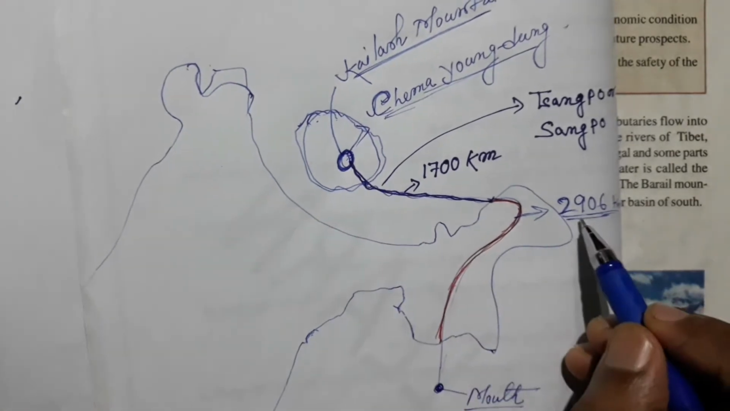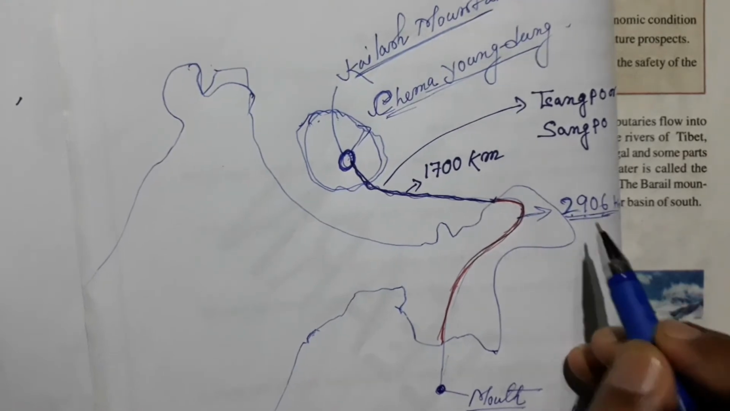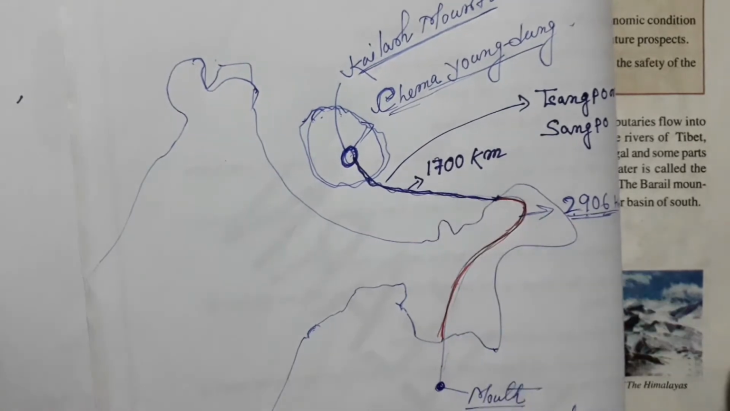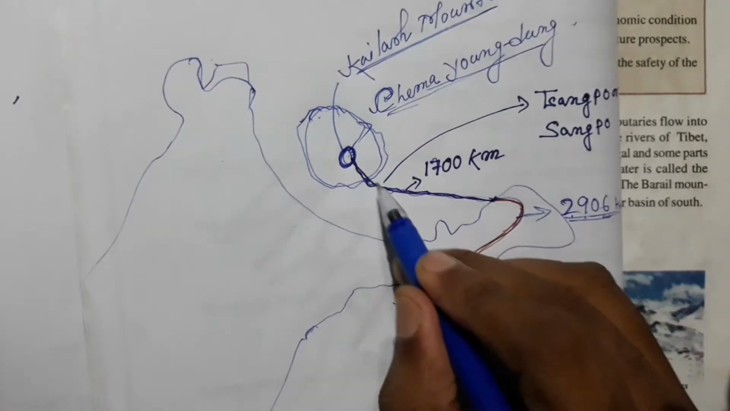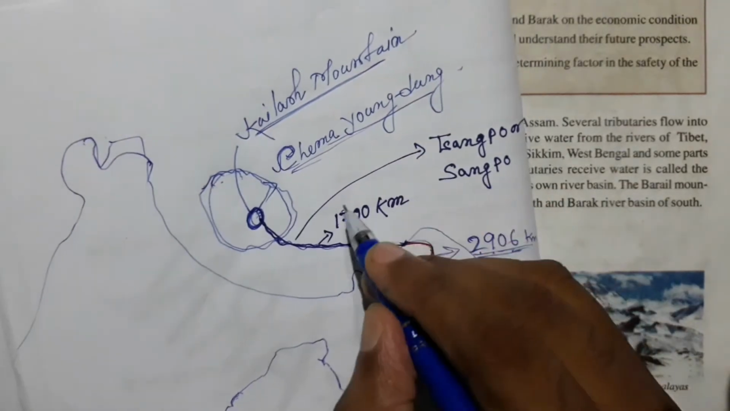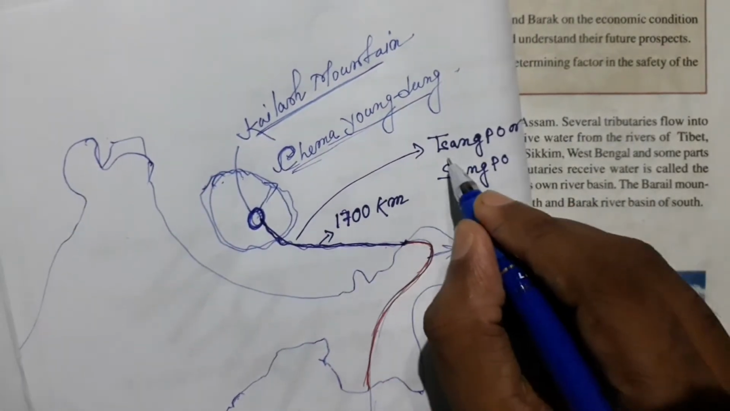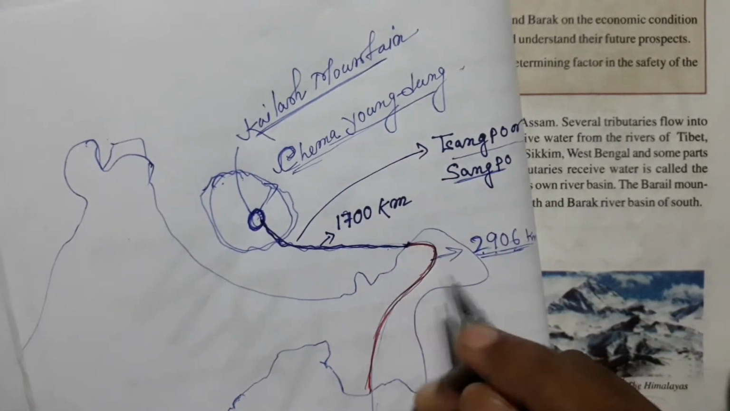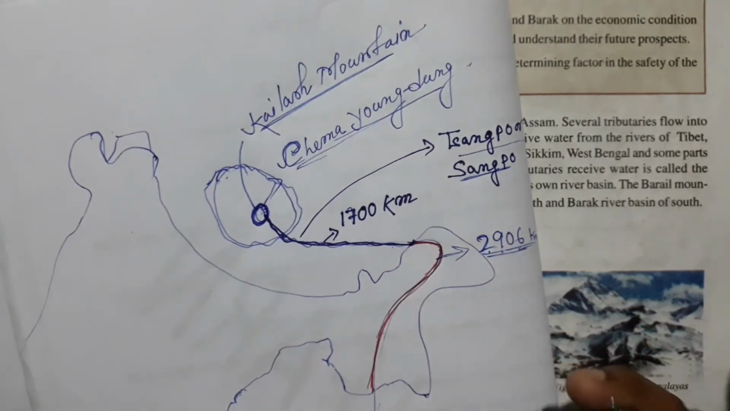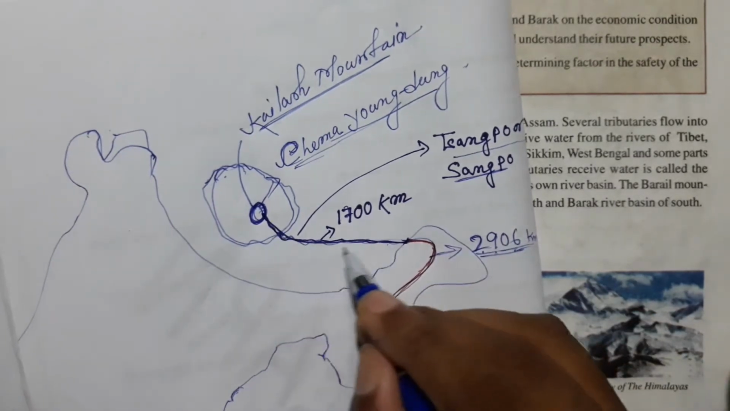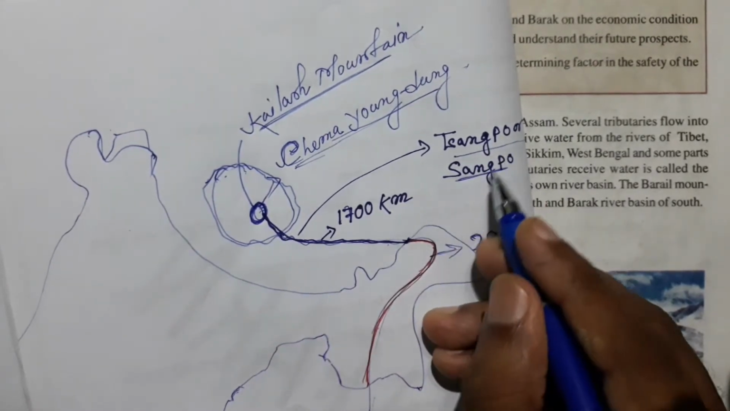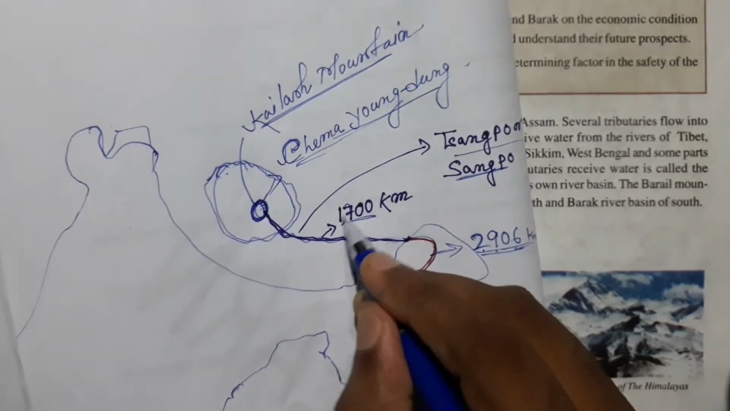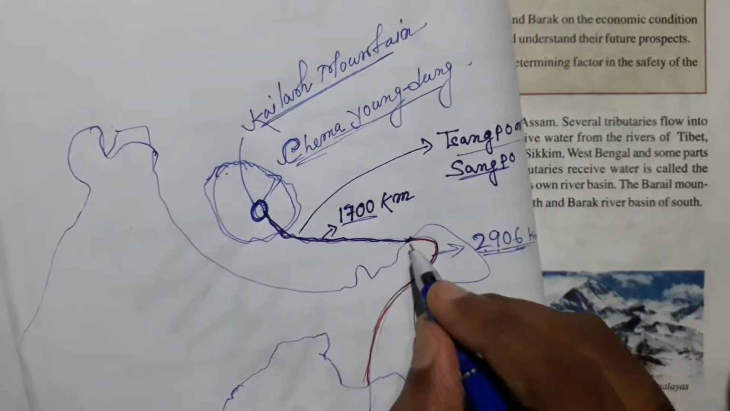The total length I have already said is 2,906 km, and in Tibet alone it covers 1,700 km. In Tibet the name of this Brahmaputra river is Tasangpo or Sangpo, but in India it is called by different names, which we will study afterwards. So in Tibet it is called Tasangpo or Sangpo, and its length in Tibet is 1,700 km. Okay.